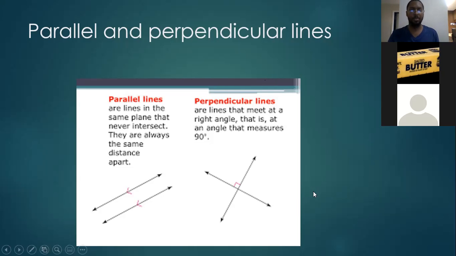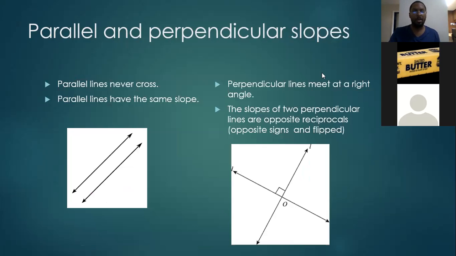Parallel, perpendicular. All right. From now on, I will probably abbreviate it as perp rather than perpendicular. So pictorially, what we can say about parallel lines is they never ever cross. That's what we can say about them visually. What we can say about them mathematically is that they have the same slope. And that's the main thing that we care about mathematically, that parallel lines have the same slope.